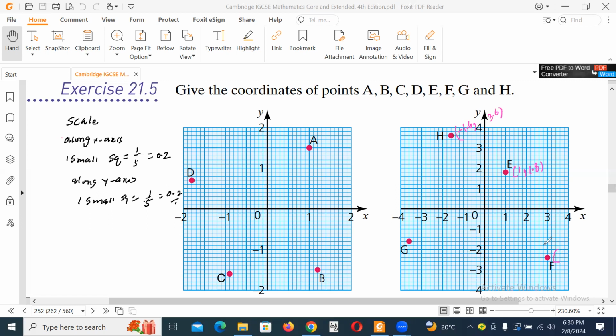If we try one more point, let's suppose F we are looking for. So it is 3 exactly to the right side, and down we will check. It is behind -2, 2 boxes. So each box equals 0.2. Okay, so -2.4. And lastly, we have G. So it is along the x-axis after -3. How many boxes? 1, 2, 3. So it means -3.6 comma down, it is behind -1, 1, 2, 3. So -1.6. I hope you understand.